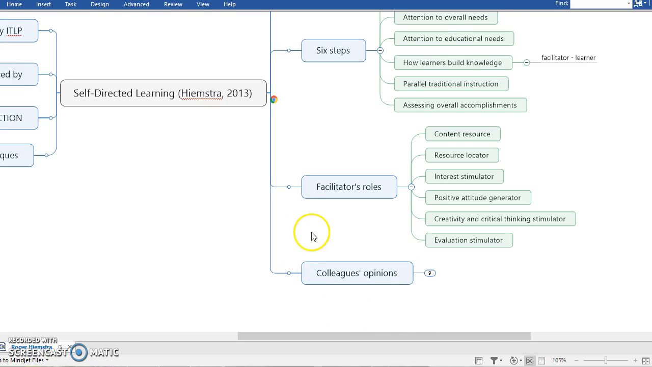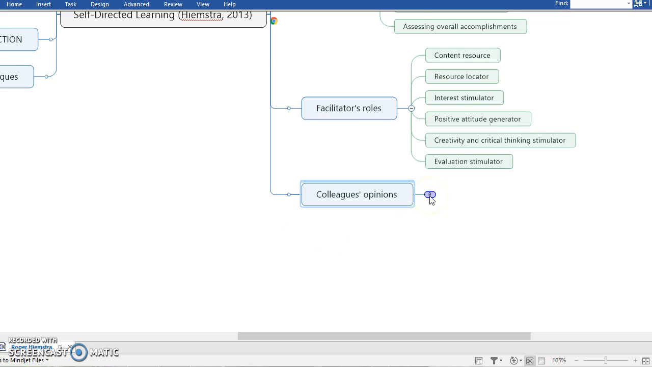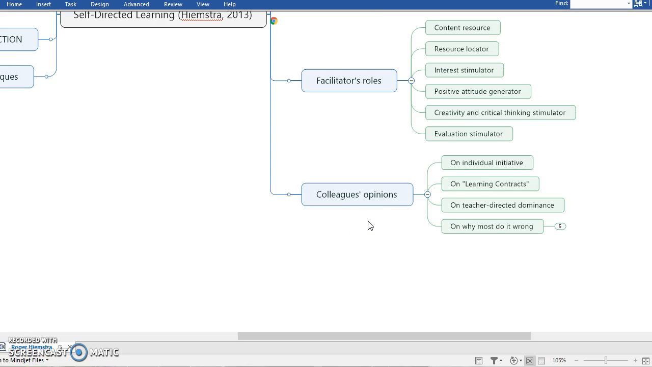Hiemstra in this article also interviewed several colleagues, and they have some opinions about self-directed learning. So for example, opinions on individual initiative is highly important because the individuals are, as stated at the beginning, the principal responsible people for the learning. So when they are trained into self-directed learning, they start getting initiative on full responsibility, and they perceive that is the best way to get knowledge, by getting full responsibility on their own.